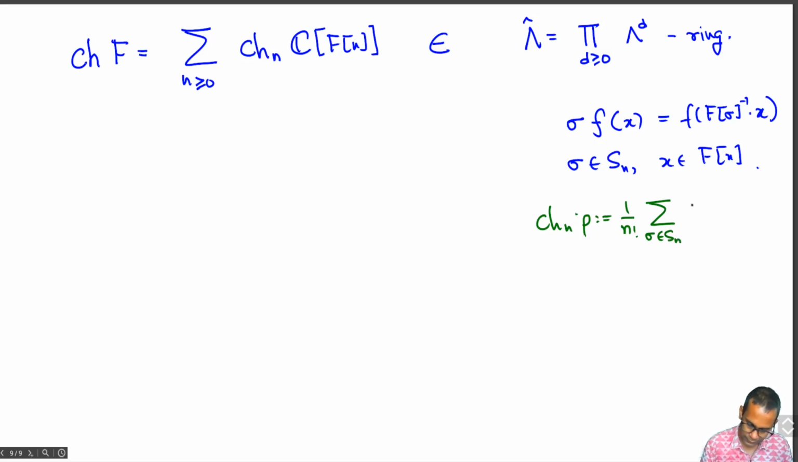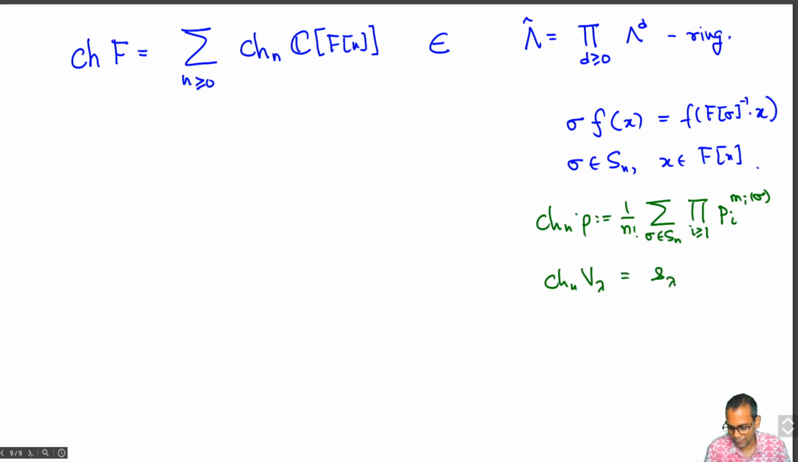And then what you have is the product over i greater than or equal to 1 of the power sum symmetric function p_i raised to the power m_i(sigma), where again m_i(sigma) is the number of i-cycles in sigma. And this is defined in such a way that if you take the irreducible representation corresponding to lambda, then its Frobenius characteristic is s_lambda. So for every partition lambda of n, you take V_lambda, the representation of S_n, its Frobenius characteristic is s_lambda.